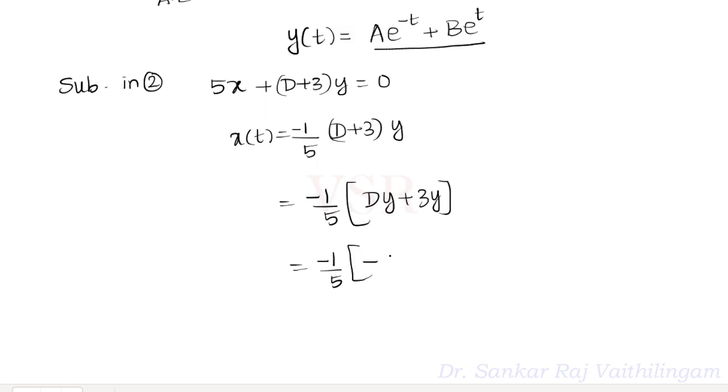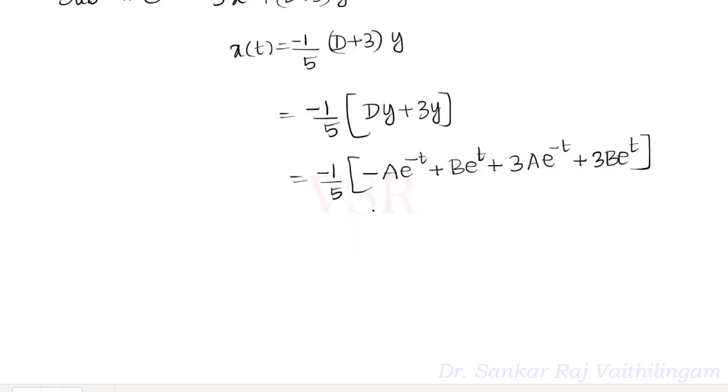So minus a e to the power minus t plus b e to the power t. Here e to the power t stays as it is. Okay, so the differentiation is over. Plus 3 times a e to the power minus t plus 3b e to the power t. Now if we simplify this, what do we get? This is equal to, here a minus a, here a minus 1, here 3, so 2.